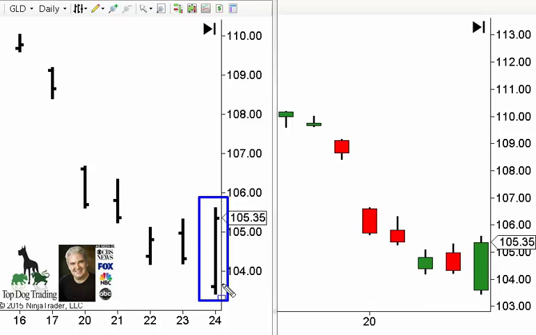By the way, there's no right or wrong here. Candlesticks are not necessarily superior to the Western bars. It's a matter of personal preference. But then you've got this one here, and that would be equivalent to that bar. It is equivalent to that bar.